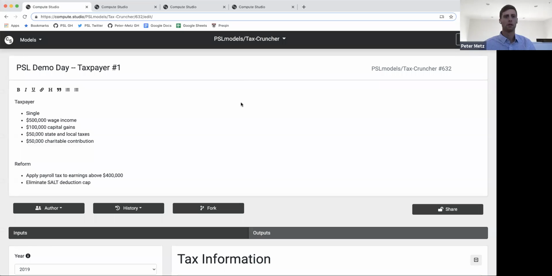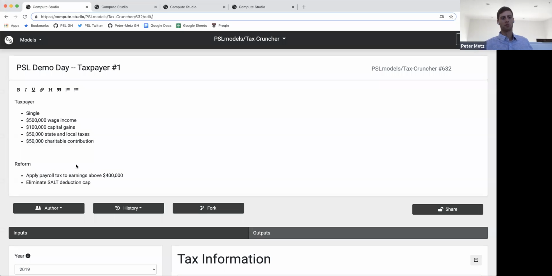Let's see if I can find it. All right. So this is the Compute Studio platform, as I mentioned. This is what you're going to be presented with when you visit the TaxCruncher web application page. I jotted these notes down.